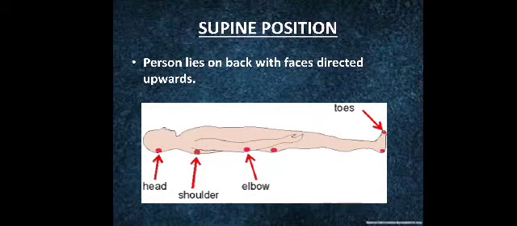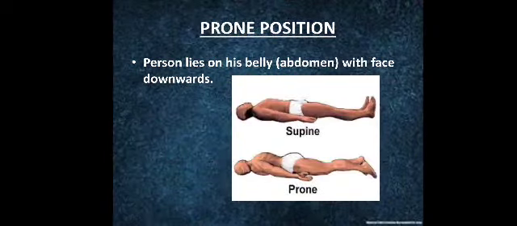And this is the supine position. This is exactly how you sleep, but the face must be facing upwards and the whole of your body must touch the ground. The person is lying on the back with the face directing upwards. This is the prone position, which is exactly opposite to the supine position, where the person is lying on his belly, facing his face downwards.